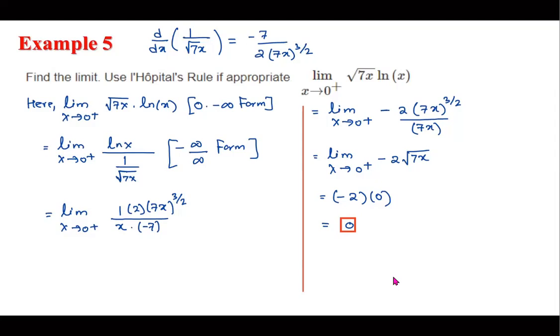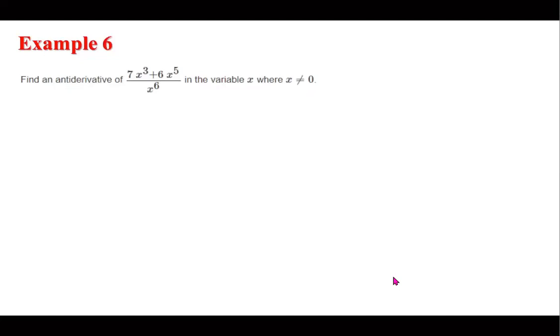Remember, whenever we have an indeterminate form, we can change that indeterminate form to a 0 over 0 or infinity over infinity indeterminate form, and then find the limit using L'Hopital's rule. Remember, while using L'Hopital's rule, we find the derivative in the numerator and denominator separately until we remove those indeterminates completely. Okay, time for example 6.